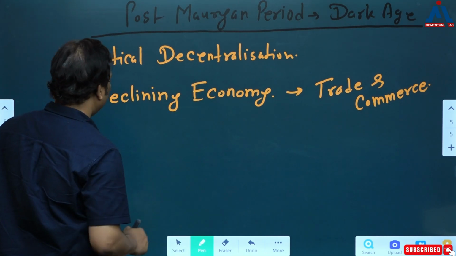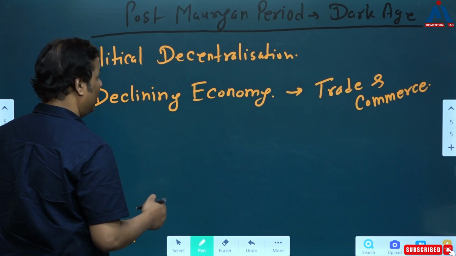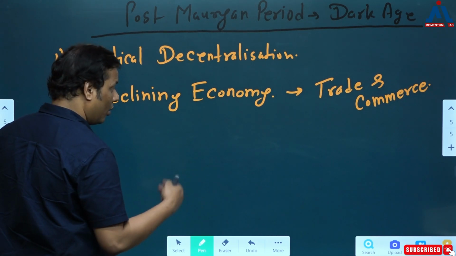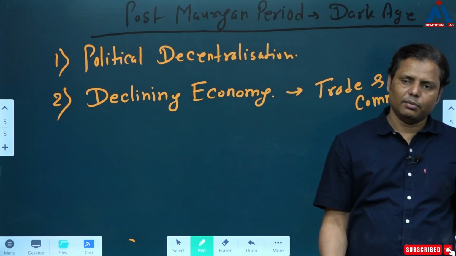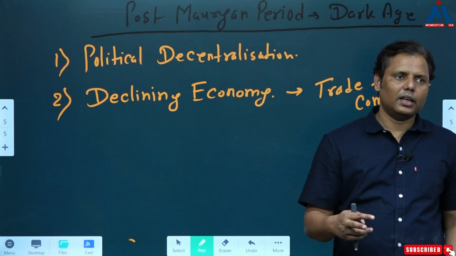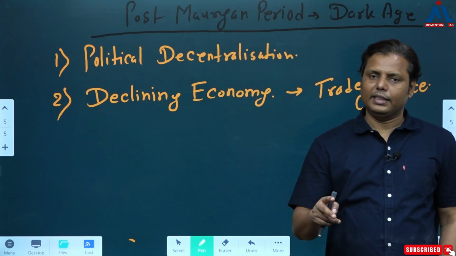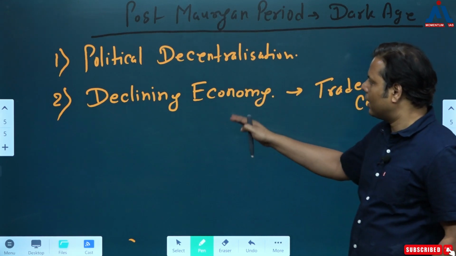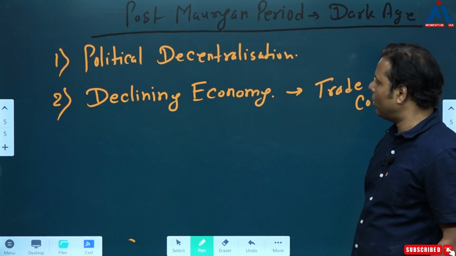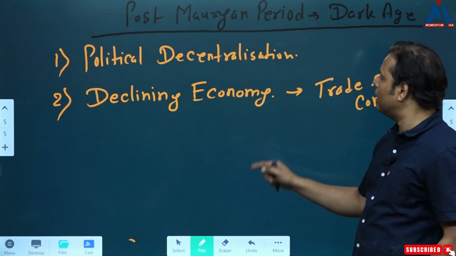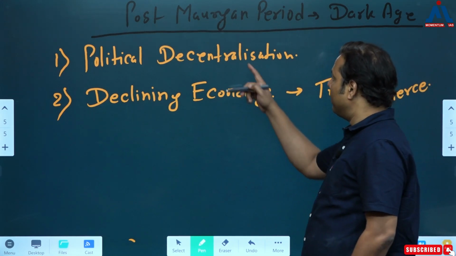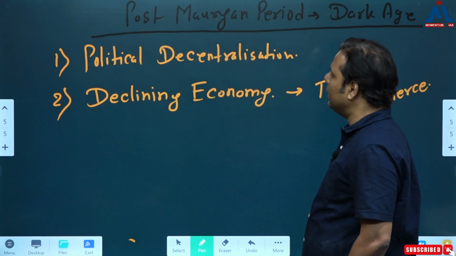Well, when it comes to the declining economy, trade and commerce is declining. Along with the decline of trade and commerce, you can even find the decline of manufacturing, because these are directly proportionate, and that's the reason they believe the craft industry or the manufacturing industry is also going down. At the same time, they have listed another reason for the declining economy, because now they are connecting it with political decentralization.